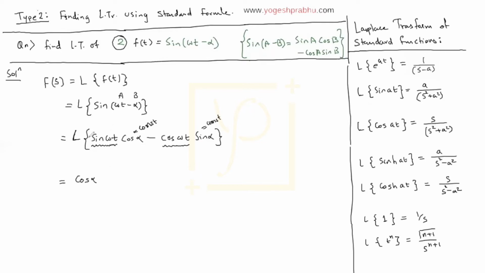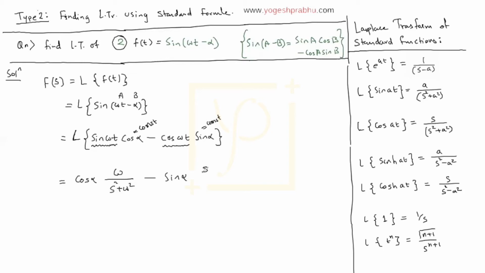Now, what is the Laplace transform of sine omega t? This is comparable with sine at, right? And sine at has a upon s square plus a square. So sine omega t will be omega upon s square plus omega square. And then minus, once again, sine alpha being constant will remain as it is. And for cos omega t we will use this formula: cos at is nothing but s upon s square plus a square.